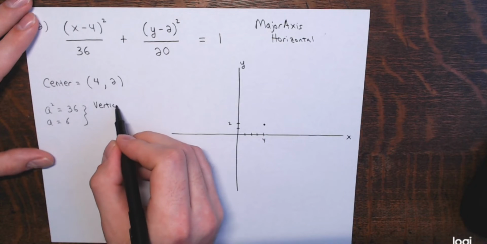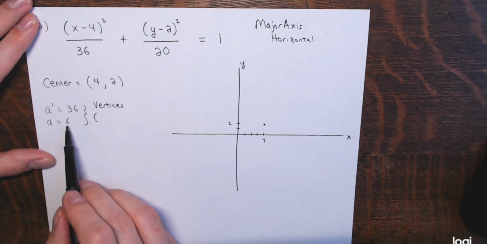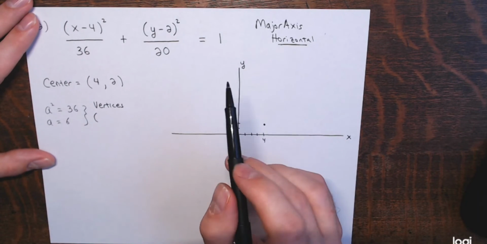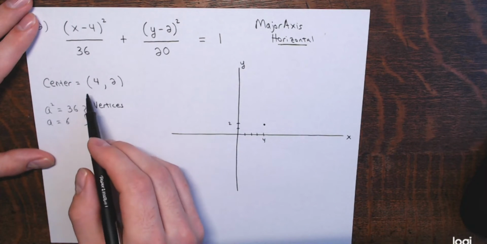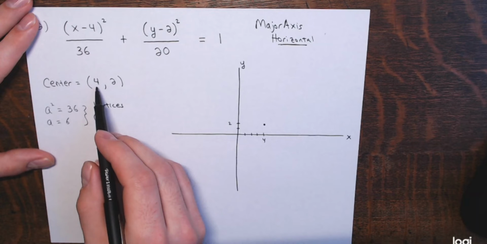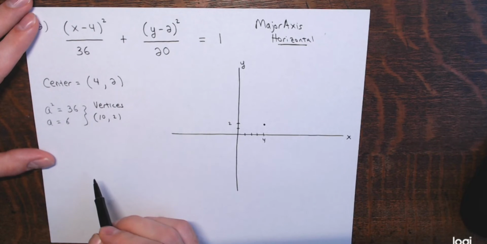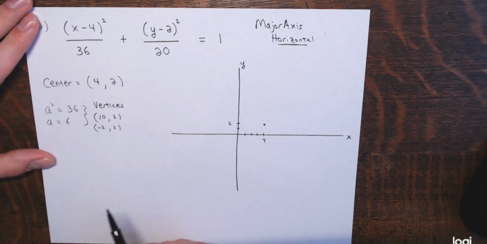Right? The vertices are 6 units away from the center, and they're right and left. The vertices should be on a horizontal line. So I'm going to add this 6 to the x coordinate and subtract it from the x coordinate of the center. All right, so 4 plus 6 is 10, and then the y coordinate's not changing, so 10 comma 2. And then 4 minus 6 is negative 2, and then again the y coordinate doesn't change.